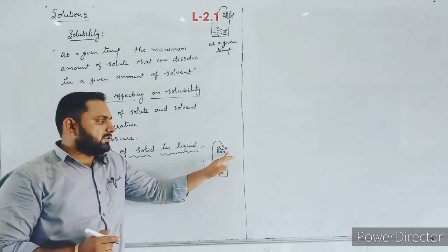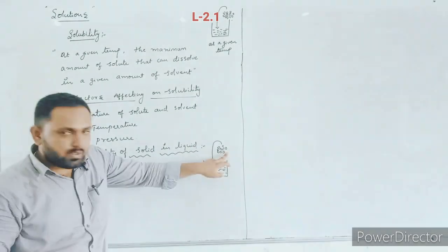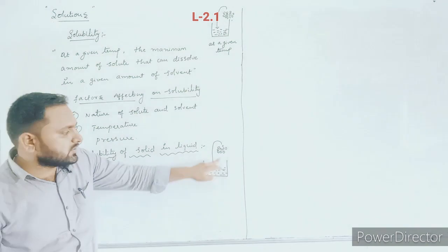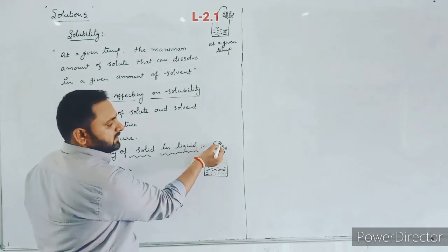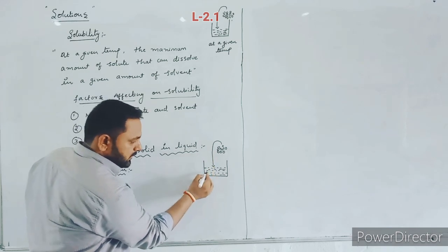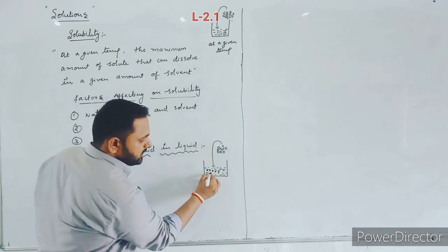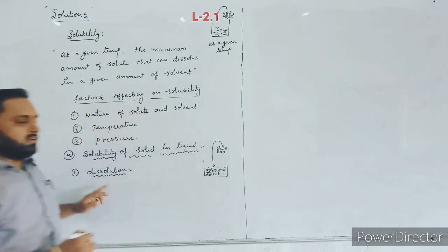When solid solute is added to solvent, some particles of solute go into solution and they increase the concentration of solute particles in the solution. When some particles of solute enter into the solution, the concentration of particles increases in the solution. This is called dissolution.